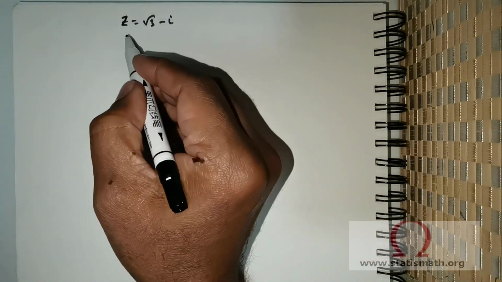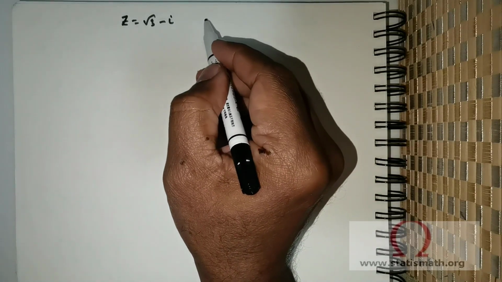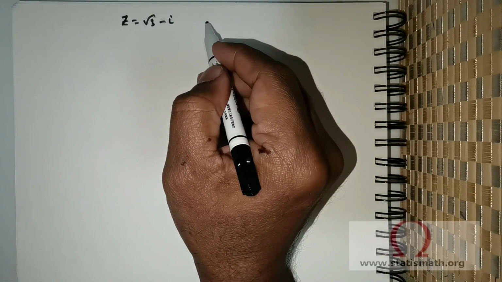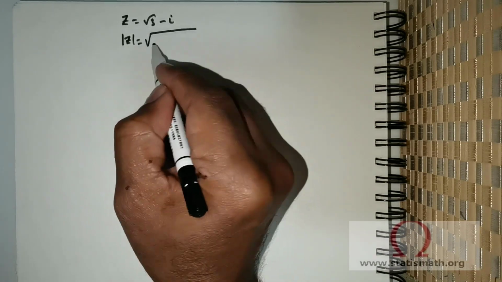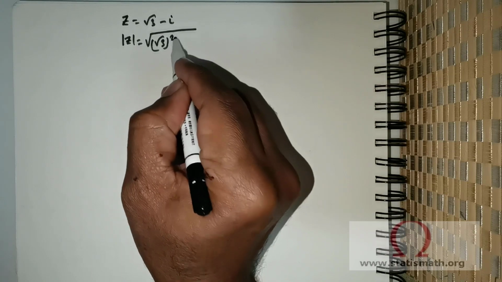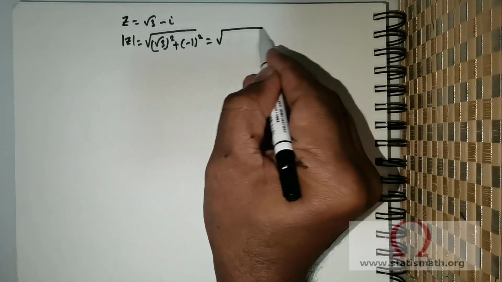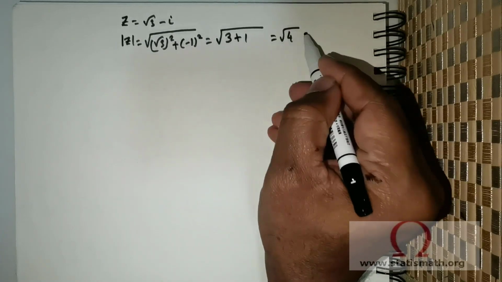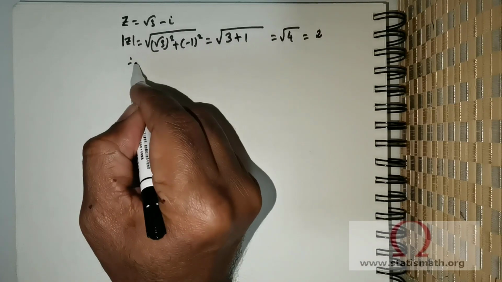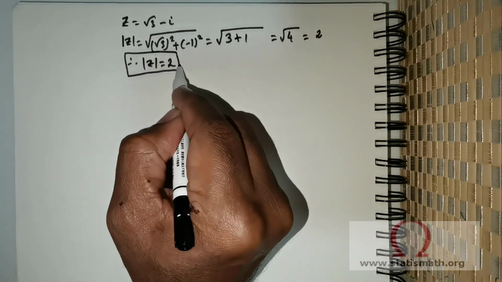Students, you were given this question, z is equal to root 3 minus i. We are expected to find the modulus and the principal argument. Clearly from here the modulus is going to be the root of squaring root 3 and then adding to it the square of negative 1. This is going to be root of 3 plus 1, which is equal to root of 4, which is equal to 2. So the modulus of this complex number is 2 units. I have found that out.